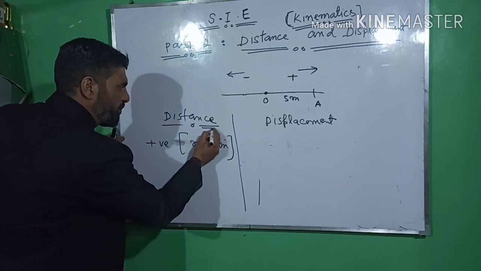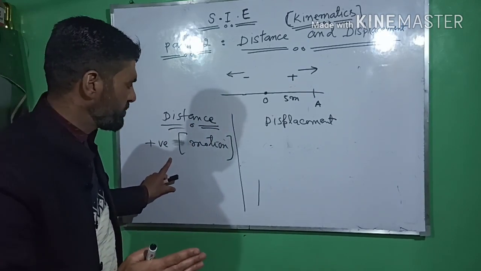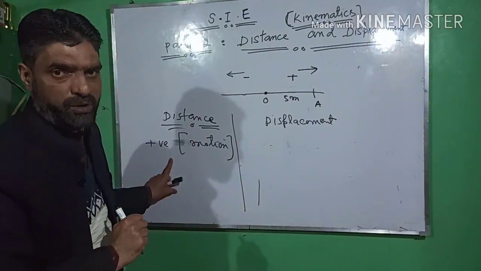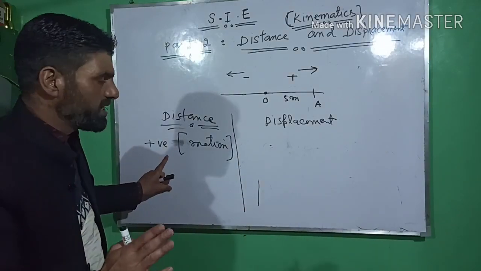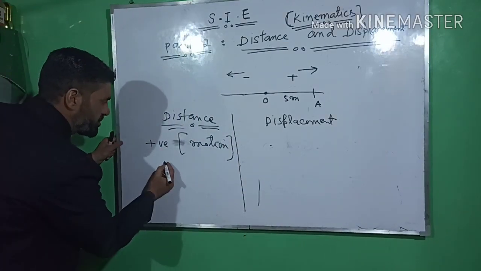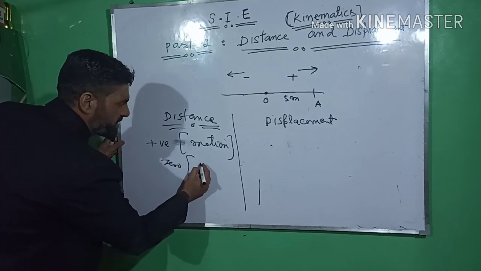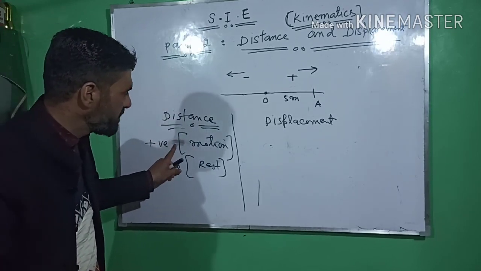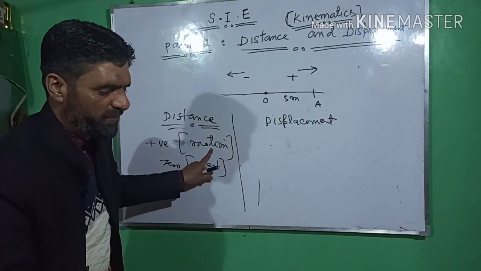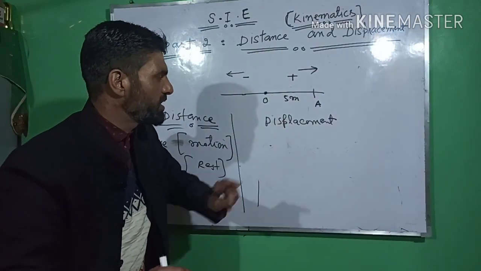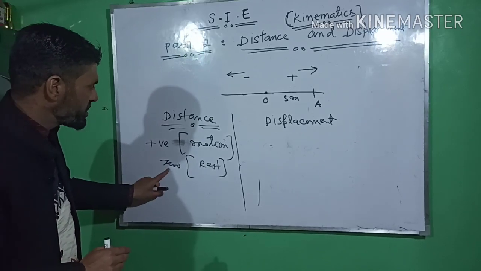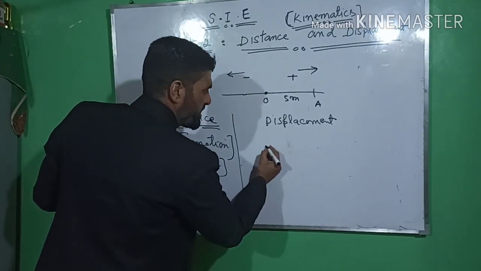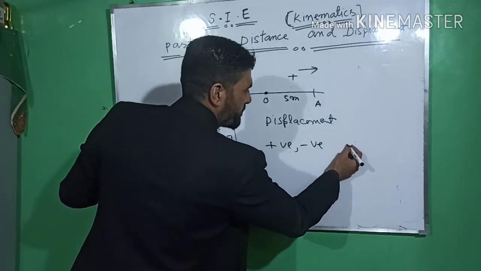In most of the books it is written that distance is positive, never negative. But distance may even be zero, as you will see when we discuss numericals. Distance is zero for a particle which is at rest. Very easy, no problem at all. Distance is positive for a particle in motion because it is length, and length is never negative. Here, positive or negative in displacement is direction. So distance may be zero for a particle at rest, but it is never negative, while displacement may be positive, negative, or even zero.